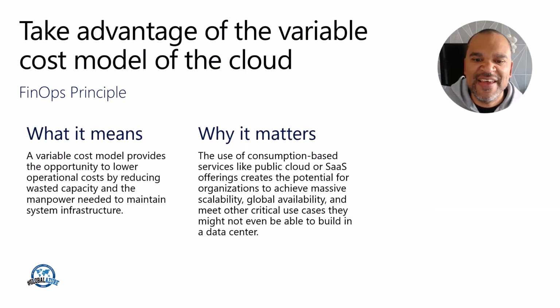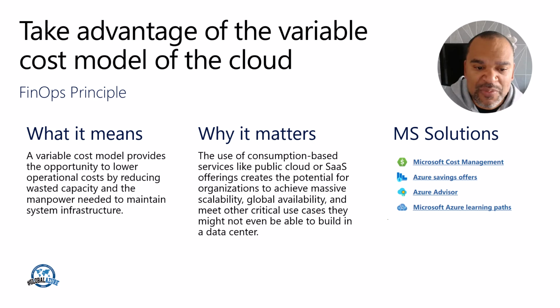Let's now talk about taking advantage of the variable cost model of the cloud. What it means is that a variable cost model provides opportunity to lower operational costs, reducing wasted capacity and the manpower needed to maintain system infrastructure. Remember my story: when we were installing a data center at that time, we used to over provision because, although we had estimates, we never knew how much we were going to be using in the coming 6 months or year. So we had an over provisioned data center or machines. Maybe that over provisioned portion would not be used for the next, I don't know, 1 year, 2 years. This is a waste, and we could solve that.